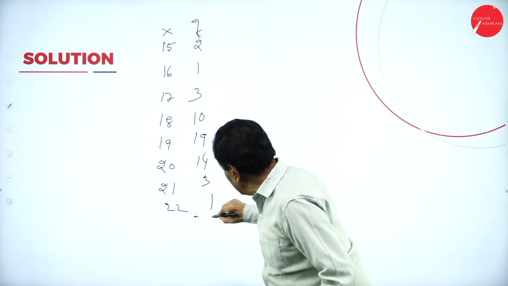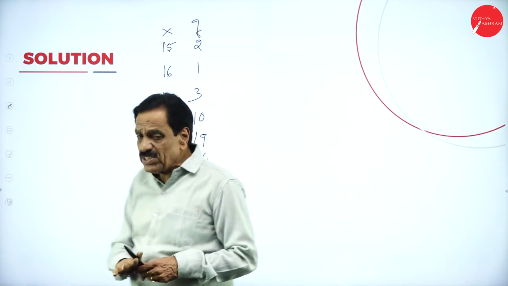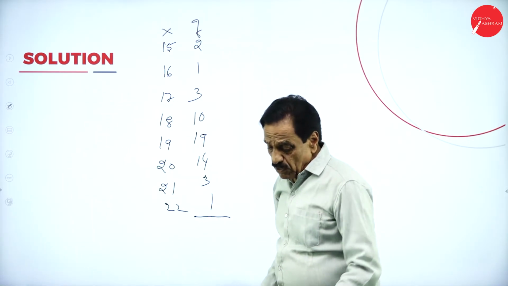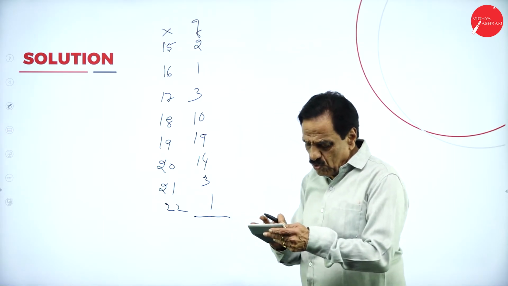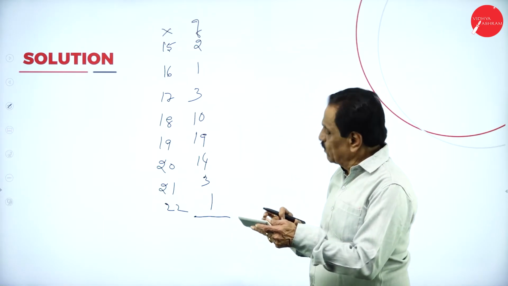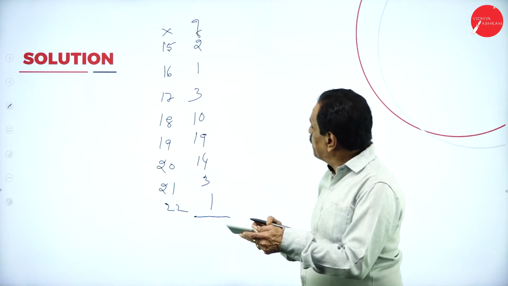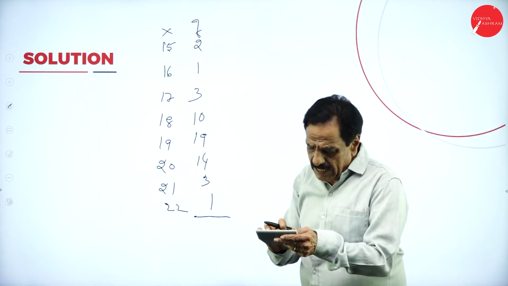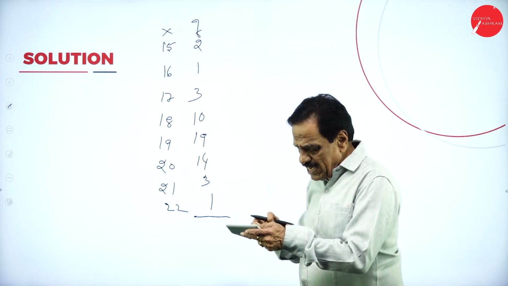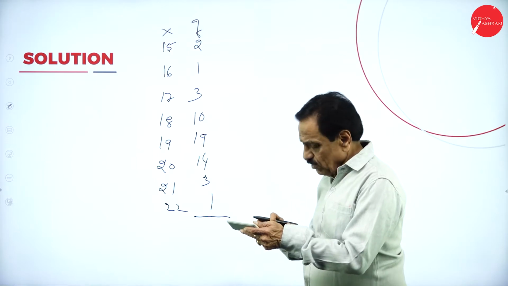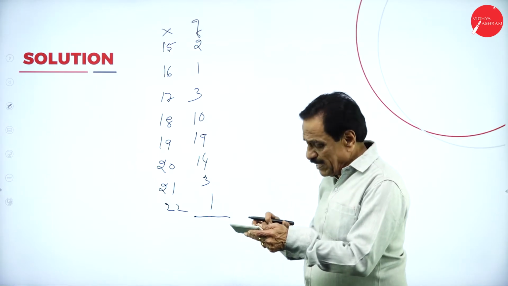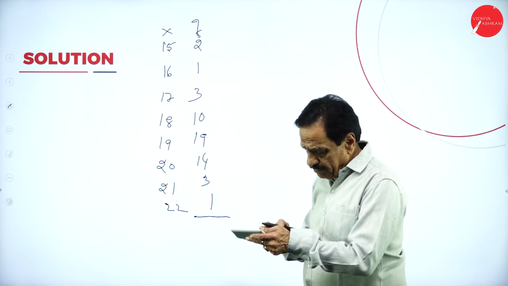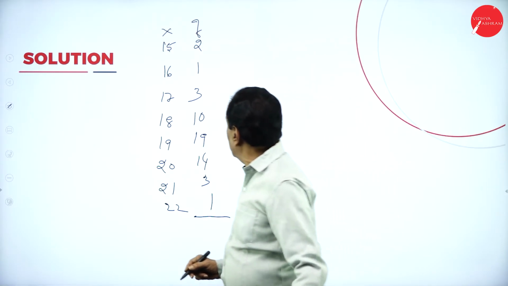So we'll add this. What is the first step to do now? First, add the numbers: 2 plus 1 plus 3 plus 10 plus 19 plus 14 plus 3 plus 1 is equal to 53.